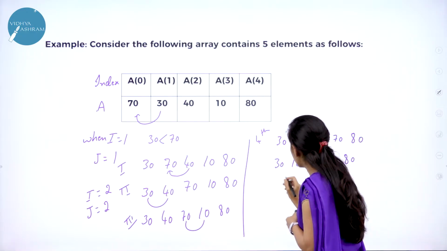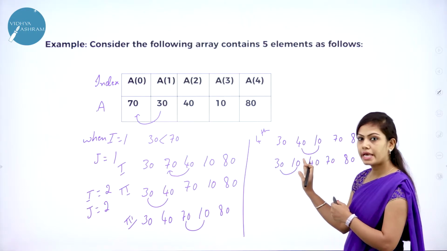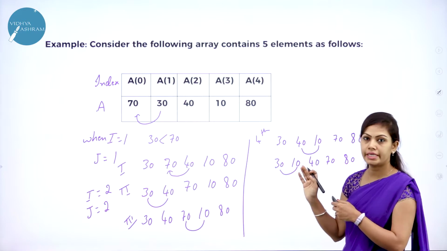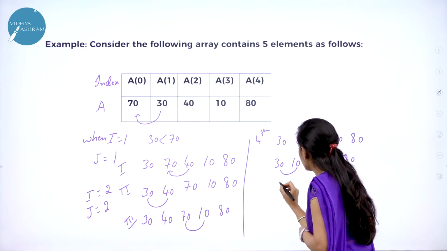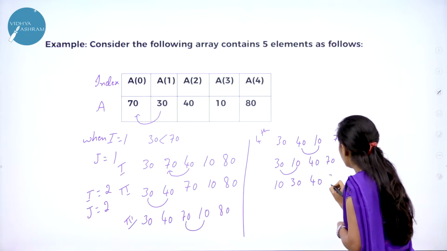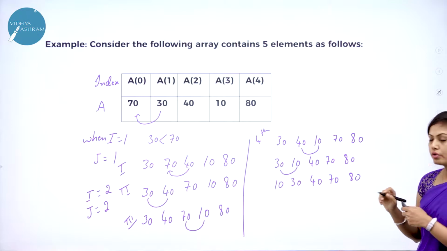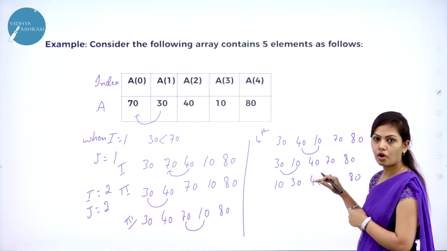And in the next iteration, you just swap these 2 elements because 10 is lesser than 30. So I will swap these 2 values: 10, 30, 40 and 70, 80. So here it's in sorted order, right?